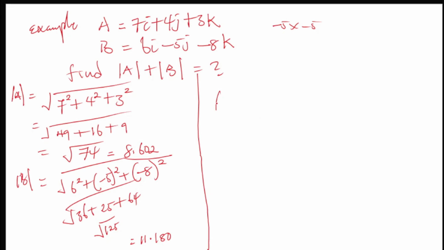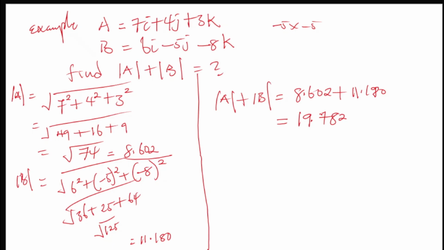So basically, to get the magnitude of A plus the magnitude of B, it will simply be 8.602 plus 11.180. And if you punch this with your calculator, you will simply arrive at, is it 19.782? I think 19.782. So we have 19.782. Do well to punch it with your calculator, so you will tell me the value as well.